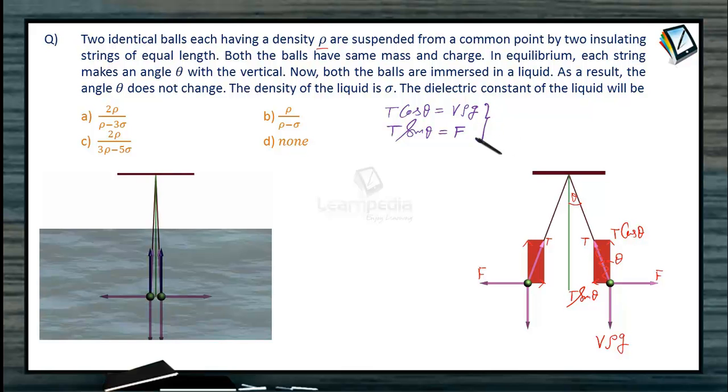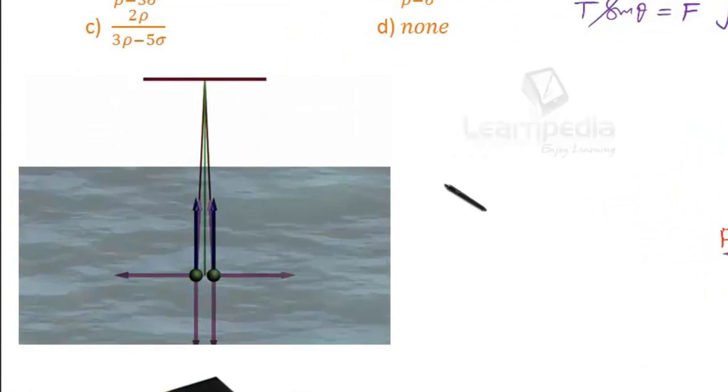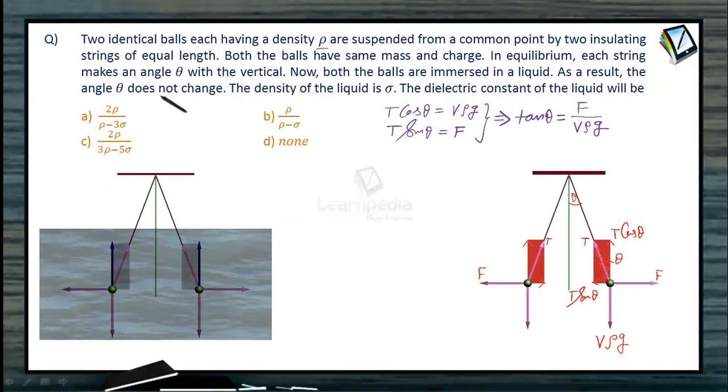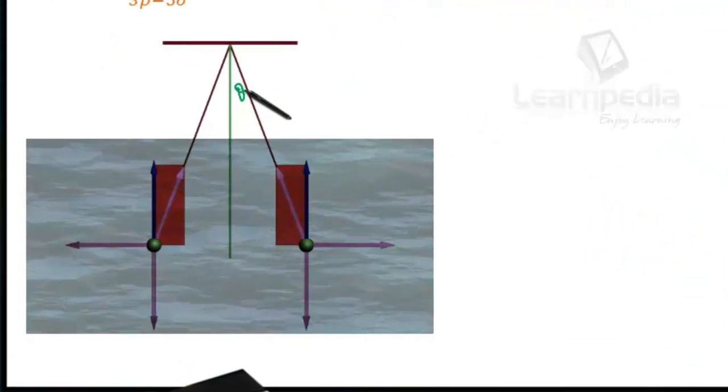Using these two, we can find the value of tan theta, which is going to remain the same in the second situation. If we divide the second equation by the first one, we get tan theta as F divided by V rho g. Now let's move to the next situation when this whole setup is immersed in a liquid. It is given that as a result, angle theta does not change. That means in both the cases, angle theta is going to remain the same. So this angle remains theta.